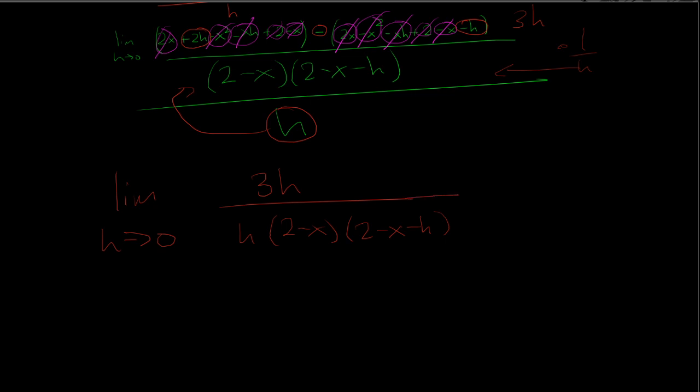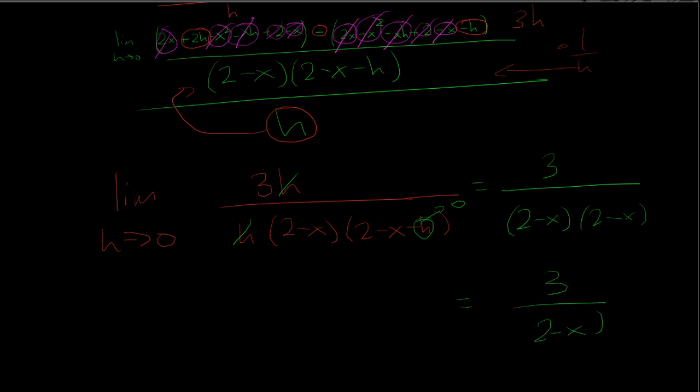I'm going to let h go to 0. Sorry, I should have said first the h cancels. So let me correct that. So the h cancels first, and then we're going to let this h go to 0. So we'll be left with 3 over 2 minus x times 2 minus x, which will be 3 over 2 minus x squared. And so we say that the derivative of x plus 1 over 2 minus x is just 3 over 2 minus x squared.